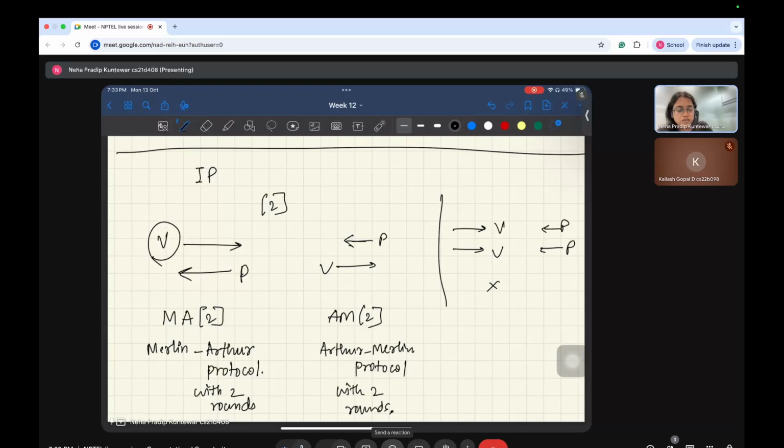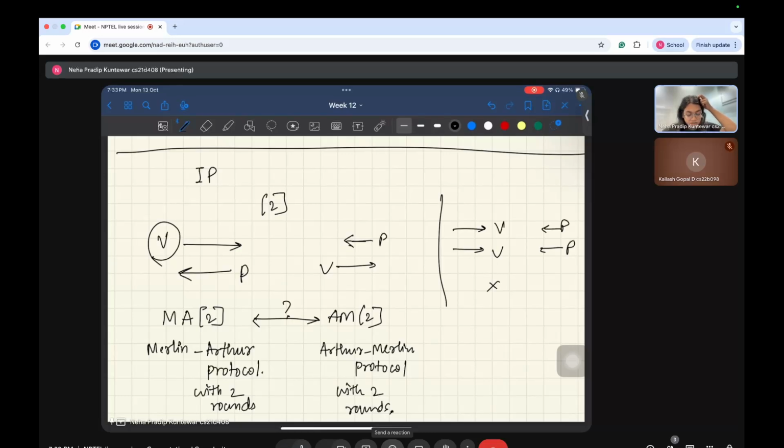So now the question is, which of these is more powerful? Are the languages that are there in MA with two rounds also there, can they be simulated with an Arthur-Merlin protocol with two rounds, and vice versa? That is a natural question to ask.